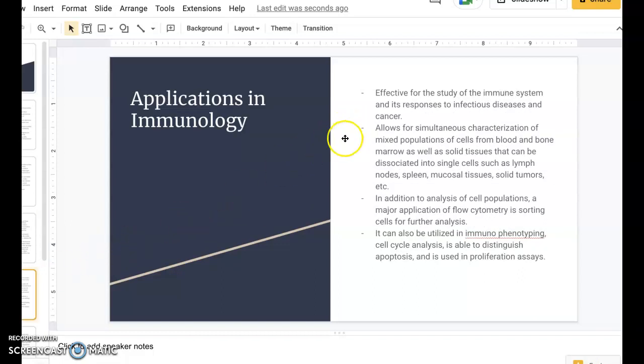Applications in immunology: flow cytometry is effective for the study of the immune system and its responses to infectious diseases and cancer. It allows for simultaneous characterization of mixed populations of cells from blood and bone marrow, as well as solid tissues that can be dissociated into single cells, which include lymph nodes, spleen, mucosal tissues, solid tumors, and some others.